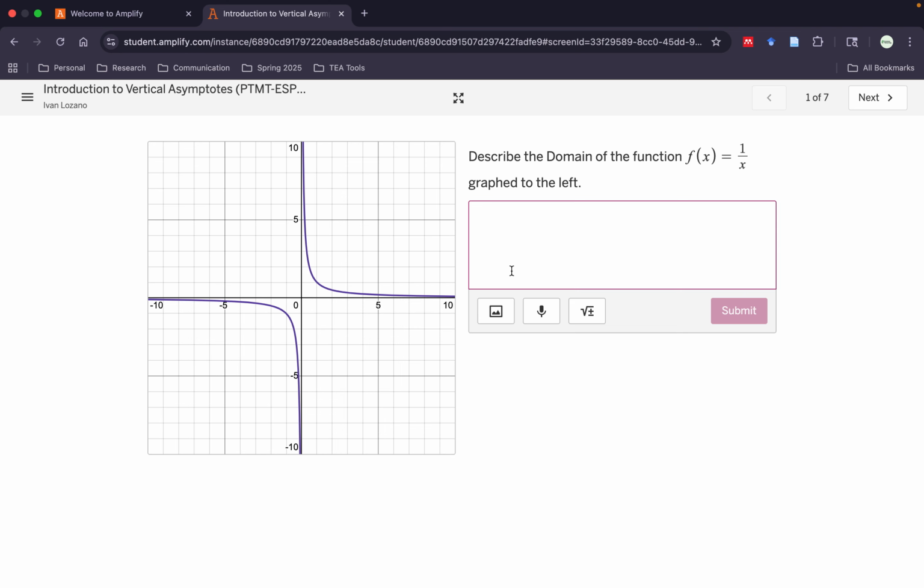Describe the domain of the function. F of x equals 1 over x, off to the left. I think most students would think that the graph has a domain that covers everything. So it's all real numbers.